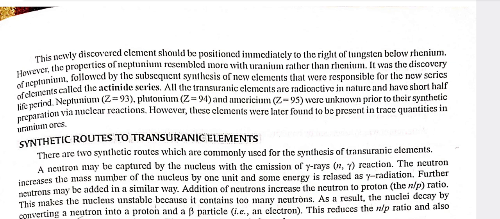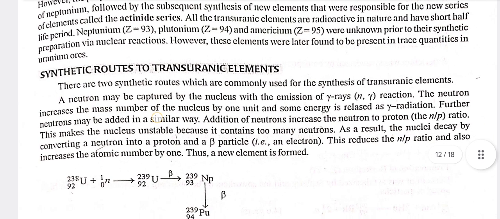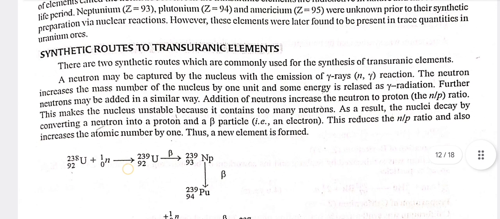All the transuranic elements are radioactive in nature and have short half-life periods. Neptunium, plutonium and americium were known prior to their synthetic separation via nuclear reactions. However, these elements were later found to be present in trace quantities in uranium ores.